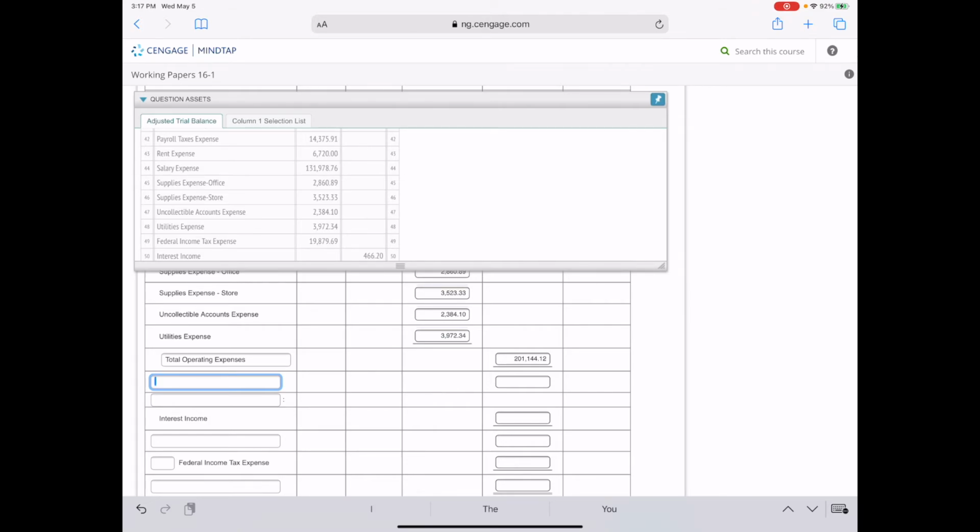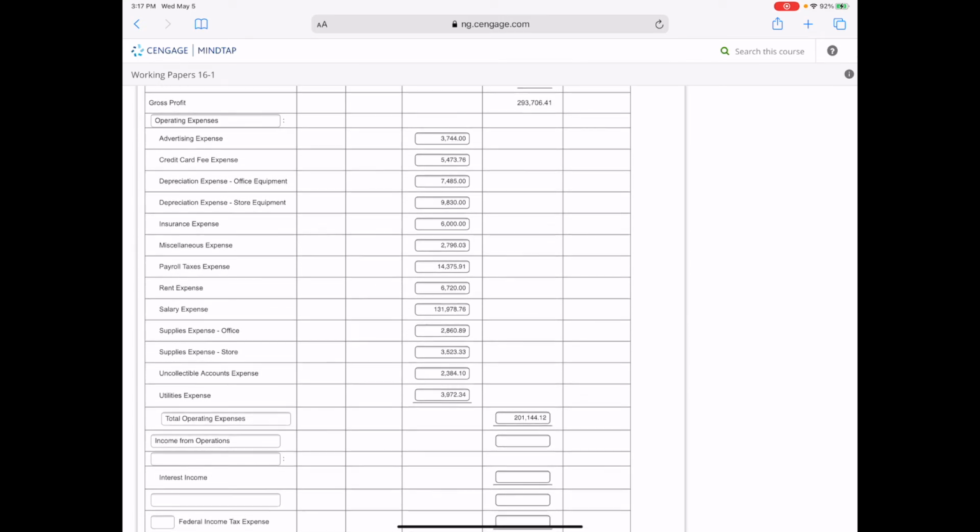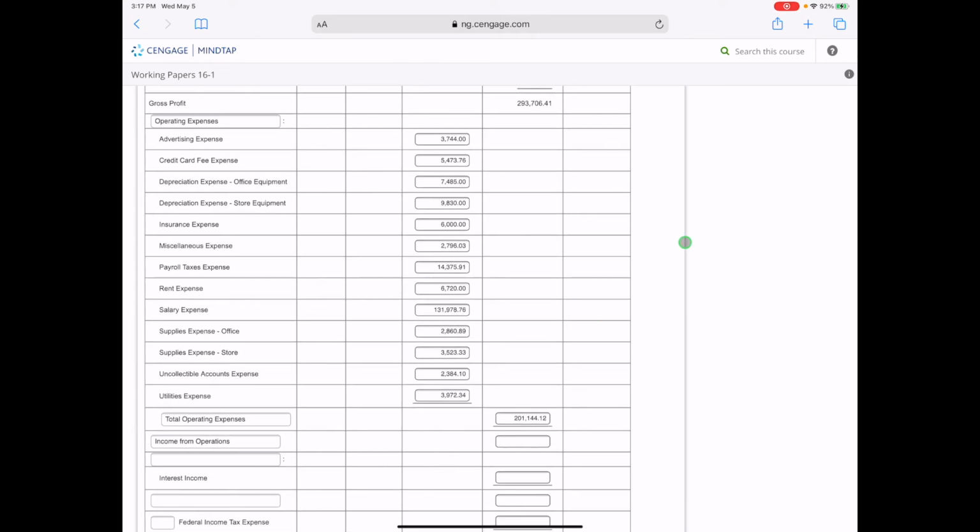Next, we're going to look at what the income from operations is. Okay, to figure out our income from operations, we take our gross profit minus our total operating expenses, and we come up with $92,144.12.